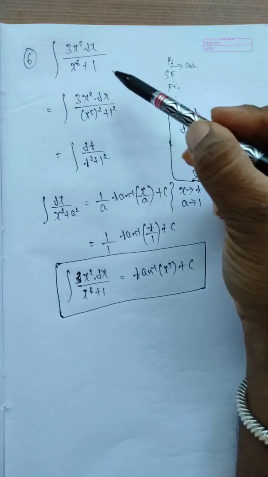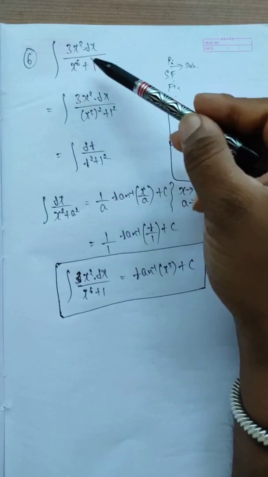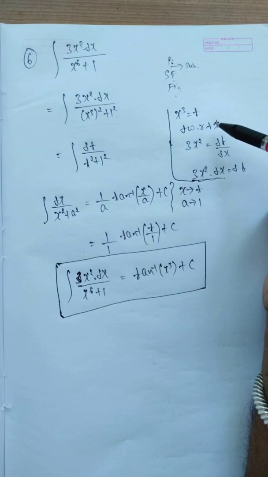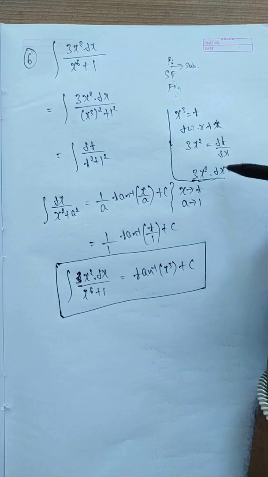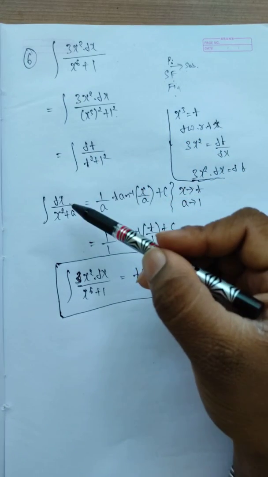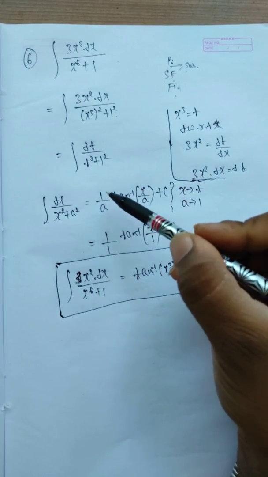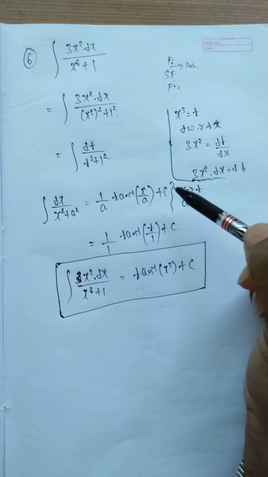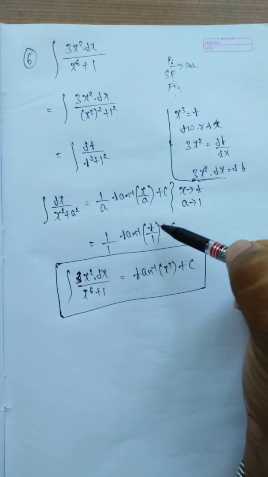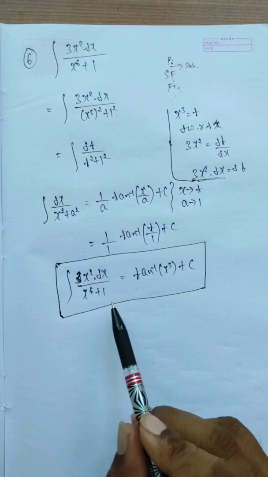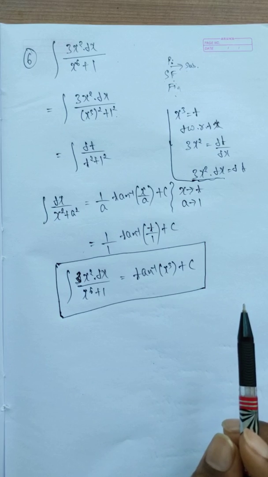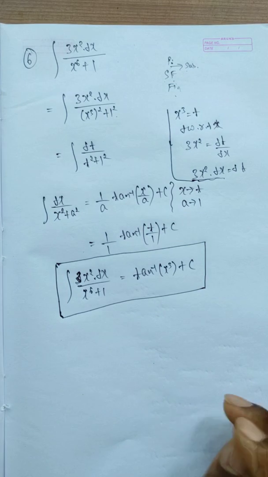Is it clear? So once again I am repeating, just listen here. Change the given problem to a perfect square: (x cube) whole square plus 1 square. Substituting x cube is equal to t, differentiate with respect to x, 3x square is equal to dt by dx. So 3x square into dx is equal to dt, dt by t square plus 1 square. You want to compare this with the standard form, integration of dx by x square plus a square, which is 1 by a tan inverse x by a plus c. x is replaced as t, a is replaced as 1, means 1 by 1 tan inverse t by 1 plus c. So integration of 3x square into dx by x to the power of 6 plus 1 is equal to tan inverse x cube plus c. Okay? Is it clear? Now we will go for the next problem.